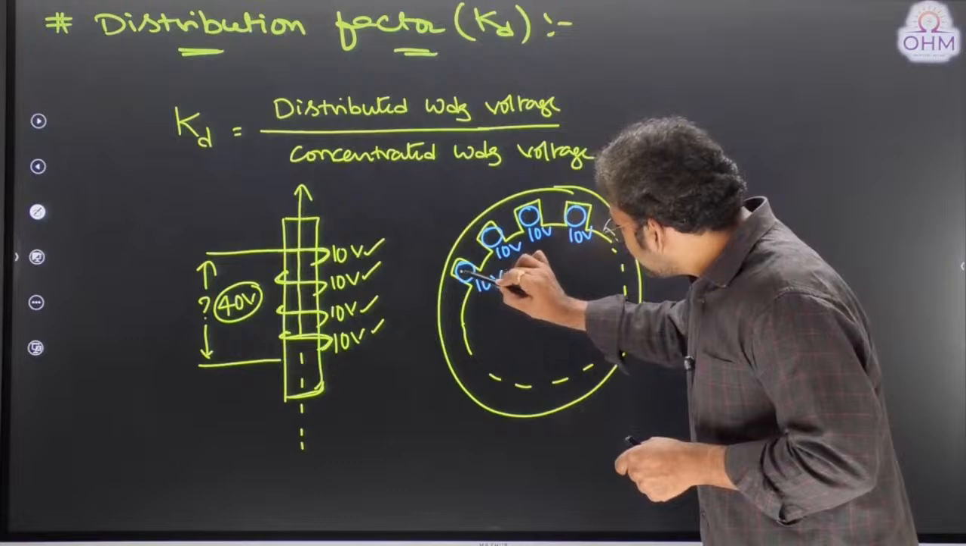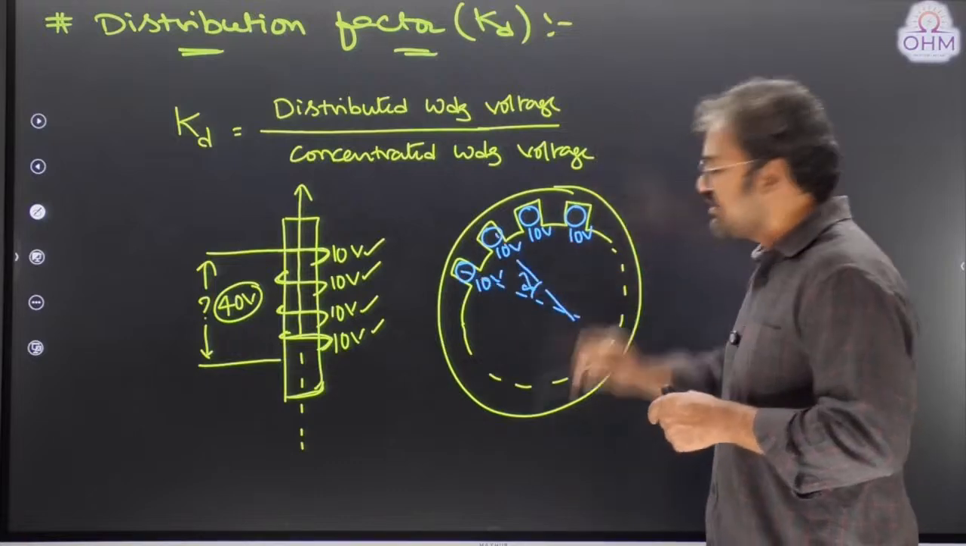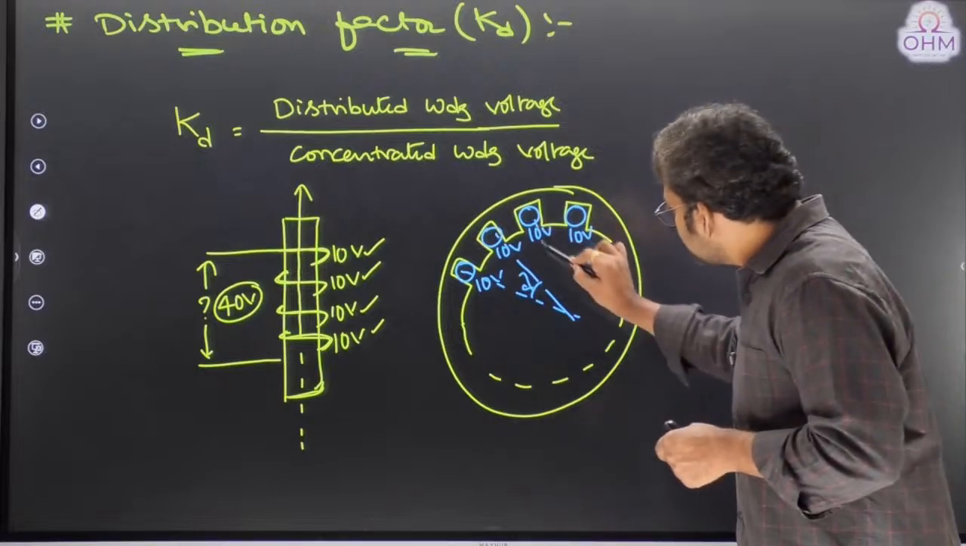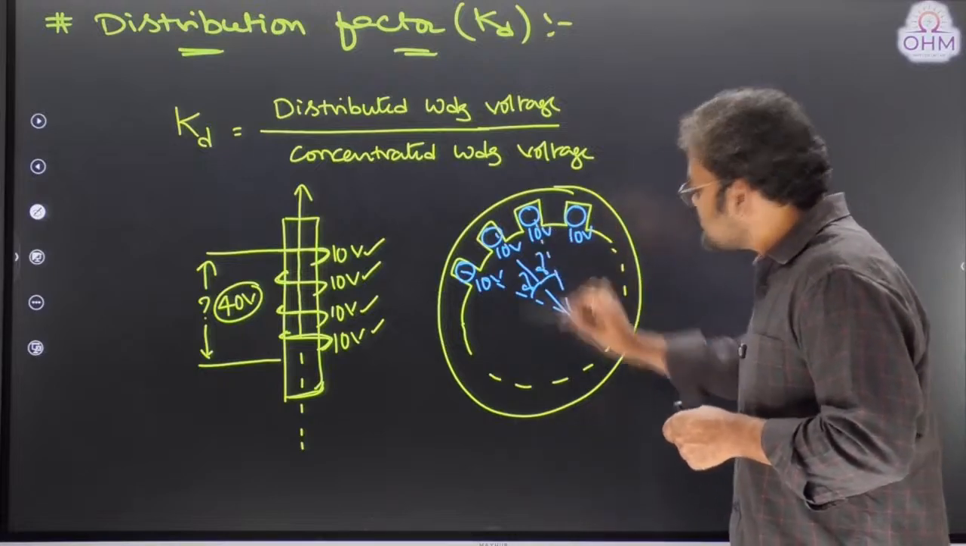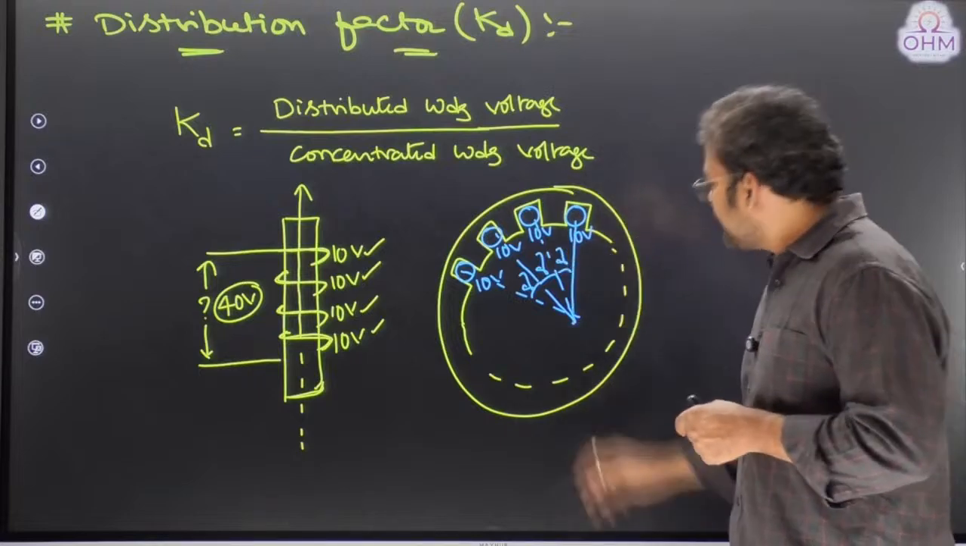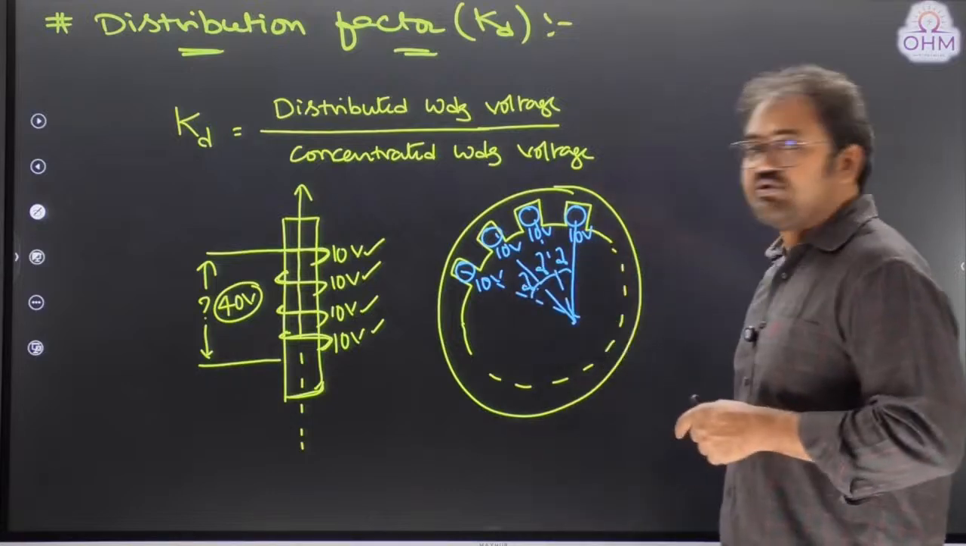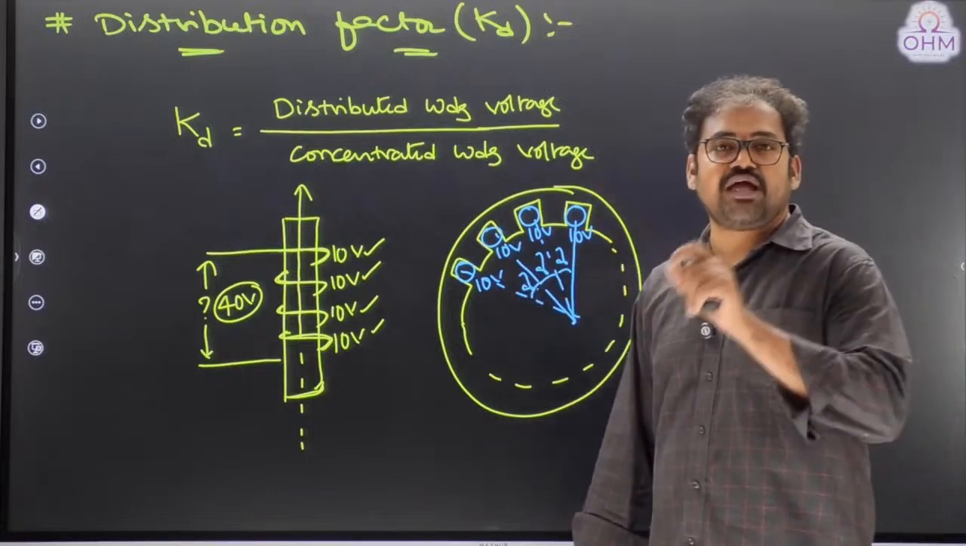Why? Because from the first slot to the second slot there is a phase angle difference. We call it gamma. Second slot to third slot, again a phase angle difference is there. Third slot to fourth slot, again a phase angle difference is there. Therefore, there is a phase angle difference. So you can't add all voltages algebraically. We have to add vectorially.